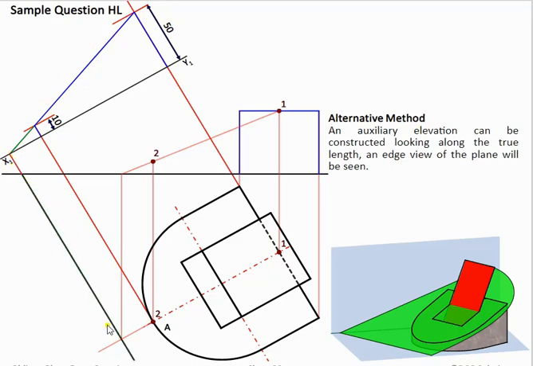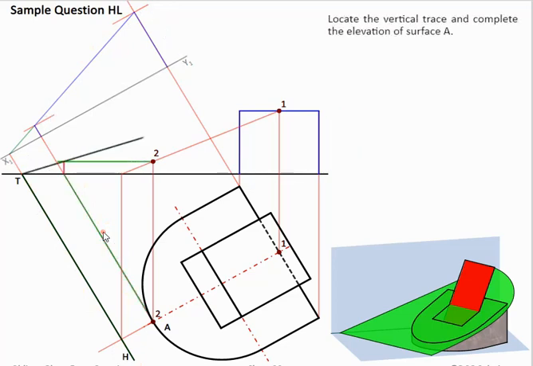Now this might be an easier method to understand because we're looking in an auxiliary, and we're looking at an edge view of the oblique plane here. So this here is our horizontal trace. Now obviously the next thing is to find the vertical trace. Very simply, bring any point that's on it up parallel to HT, bring it up straight, bring it across, and that finds us a point on the vertical trace.